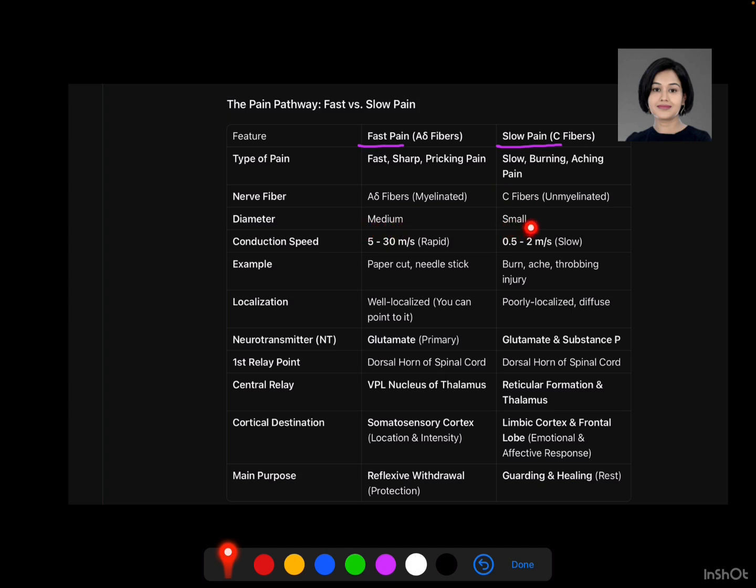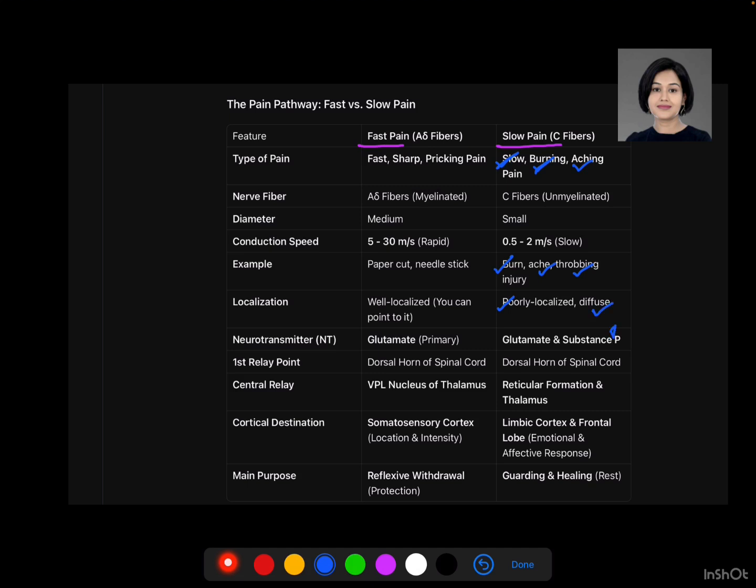Because the diameter is small, the velocity is going to be less. You don't have to remember the exact number, but the velocity is less. Because of the less velocity, that's why it is also known as slow pain. And slow pain examples are burning and aching pain. Example: burn, ache, throbbing injury. It is very, very poorly localized. You cannot say exactly from which particular point that pain is arising. So that's why it is also known as diffuse kind of pain.